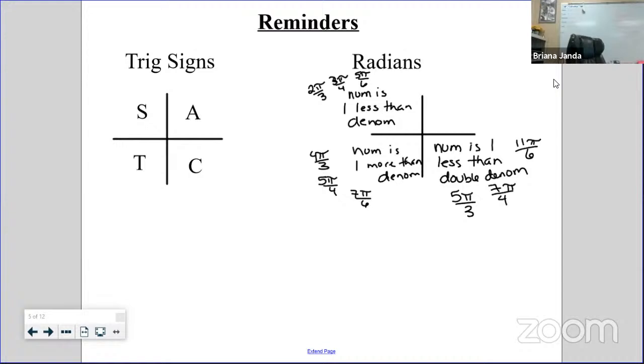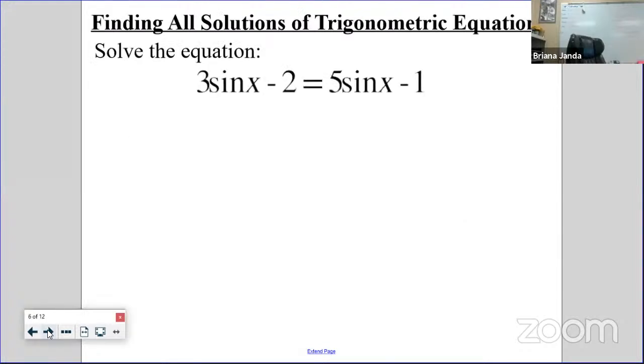But what I'm going to say is, okay, great. Our angle is pi over 3. What is the pi over 3 in quadrant 3? What is the pi over 3 in quadrant 4? And being able to think through that, okay? All right. Let's jump into some problems here.